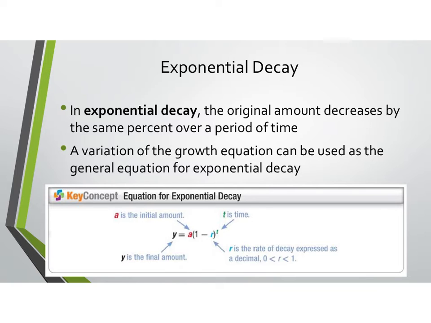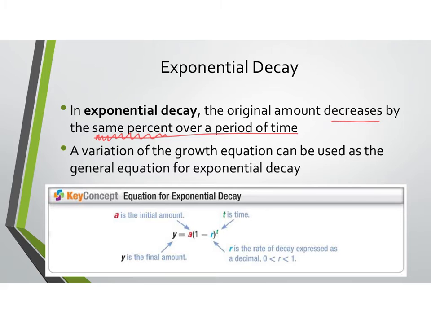Now, exponential decay is the amount in which we decrease at the same percent over a period of time. This same percent bit is the important part, because there is a way we can change how fast something decreases, but we're not talking about that here. This equation is implying a constant rate of decay.